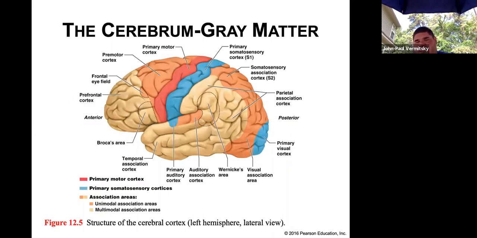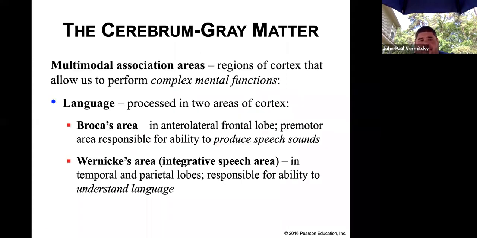And again, this is just that image we saw a few minutes ago that shows all of these particular areas. Some multimodal association areas. Language is processed in two areas of the cortex. You have Broca's area, located in the anterior lateral frontal lobe. This is a premotor area responsible for the ability to produce speech sounds. So this area is responsible for allowing you to actually move the muscles that allow you to produce sound.